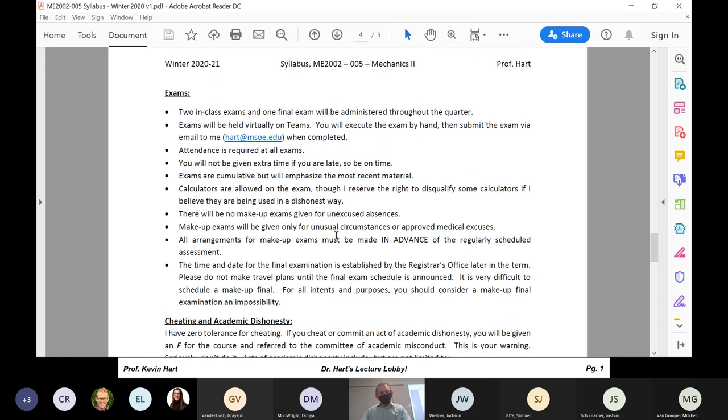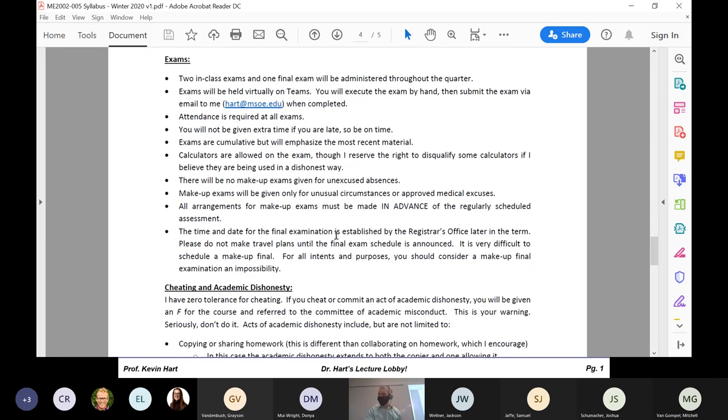They'll be virtual on Teams. So on days that we have exams, come virtually to Teams, set up your home office, whatever you've got to do. Turn your camera on, let me see what you're doing on your work. And that's how the exams are going to go. Makeup exams are not possible, so unless you have some seriously legitimate excuse, you can consider a makeup exam not really a possibility. The time and date for the final is set by the registrar later in the term. I don't know when the final is going to be, so don't make any plans to travel home early or anything like that.